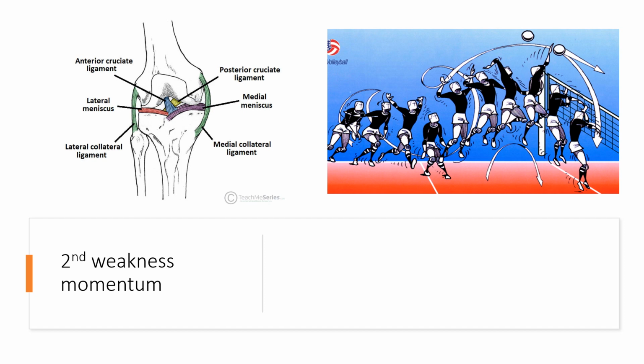My second weakness is momentum. Momentum is the measurement of a motion or moving body, measured as a product of its mass and velocity. My preparation phase when serving could have been better because I did not run into the ball fast enough, causing my serve to be weak and lacking momentum.